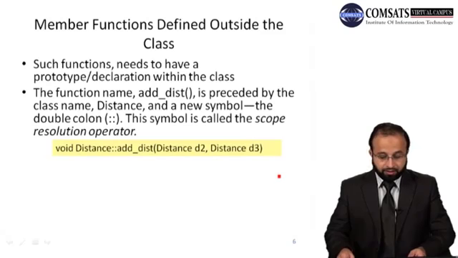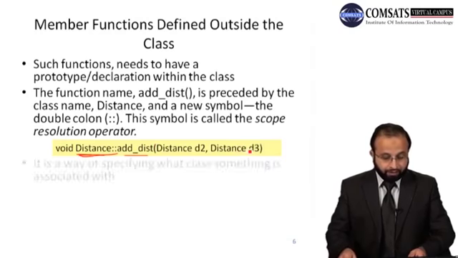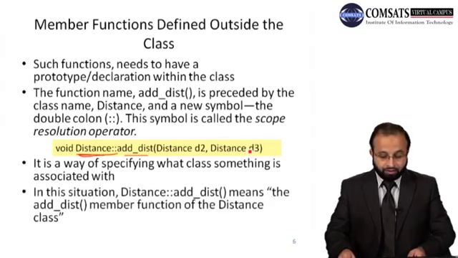This is the declaration before the definition. So this tells the compiler that this add function belongs to the distance class, right? It is the way of specifying what class something is associated with. In this situation, distance, then the scope resolution operator, then add_dist means the add_dist member function of the distance class.